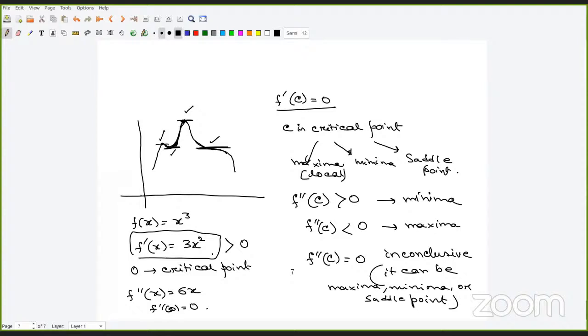So that will give you another option. For f of x equal to x power 4, again 0 is a critical point, right? Because f dash 0 is 0. Now what is f double dash x? It is 12x squared, right? Again at 0 it is 0, right? But you know the graph of this function x power 4. How does the graph look like?